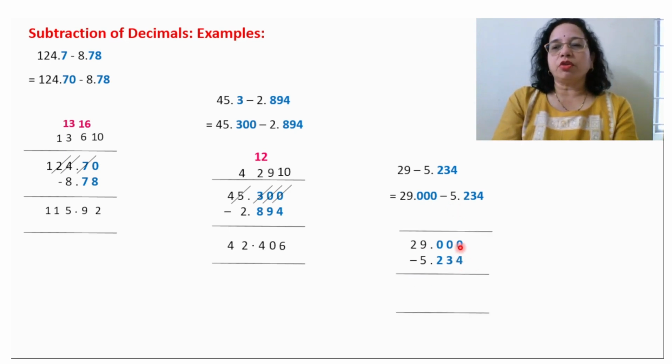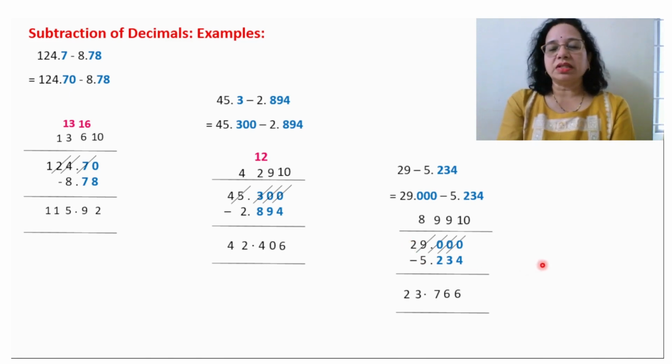4 we cannot subtract from 0. 0 will borrow from this 0. This 0 will borrow from this 0. And this 0 will borrow from 9. So what is left over here? 8. Now here will be 9. Again here will be 9. And last 0 we write down 10. So 10 minus 4 will be 6. This 9 minus 3 will be 6. 9 minus 2 will be 7. 8 minus 5 will be 3. And this 2 will be as it is. So 23.766.